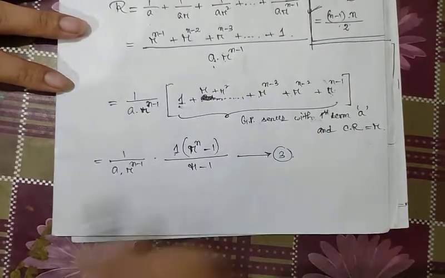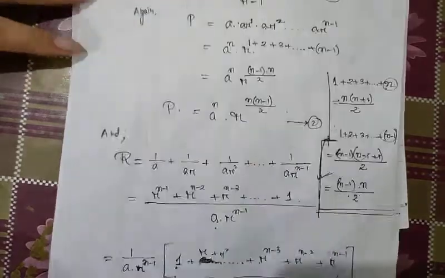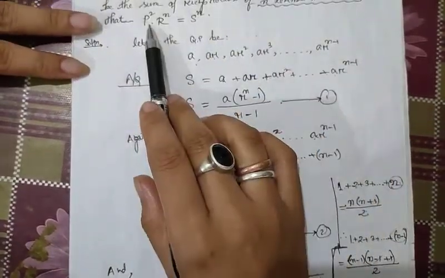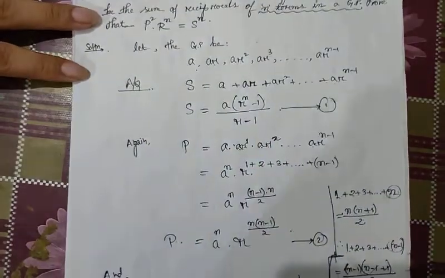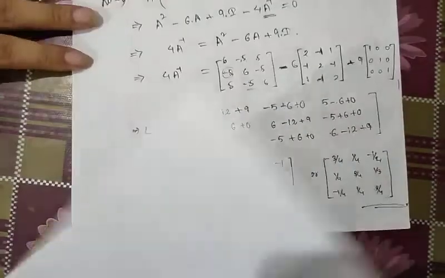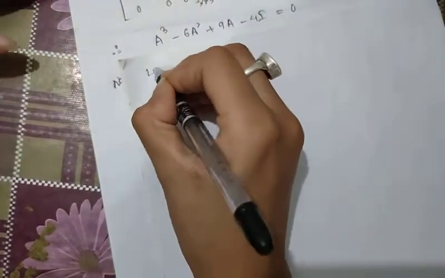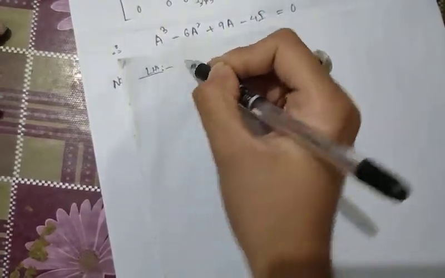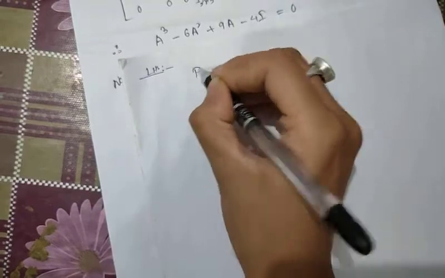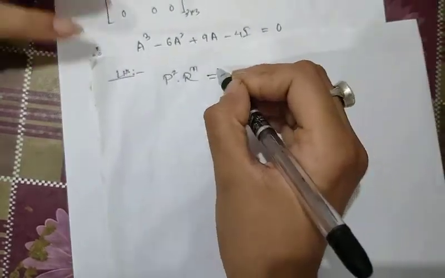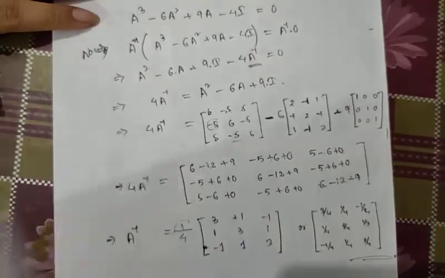Now what we have been asked is to prove that p square r to the power n equal to s to the power n. So take your left hand side: p square r to the power n. So what was your p square? Check it out.